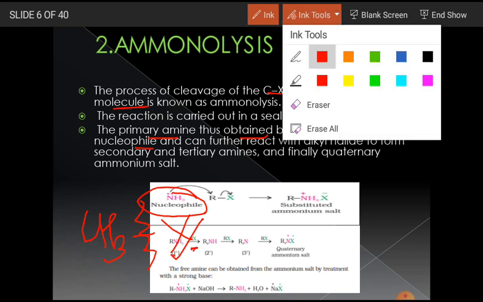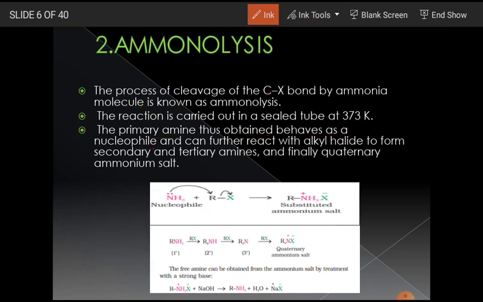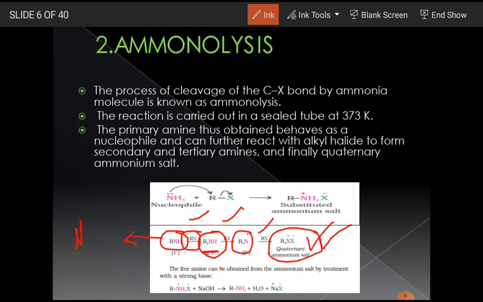Okay, so here you can see that the RNH2 is going to react with RX. So here RNH2 can now act as a nucleophile. That can react with the RX to form R2NH. This R2NH can now act as a nucleophile, and that can react with an RX to form R3N. Now this R3N can also act as a nucleophile, and it will react with RX to form R4NX. That is known as quaternary ammonium salt.